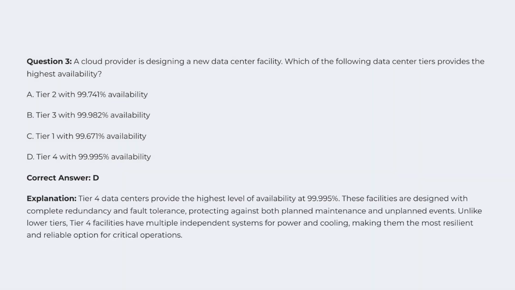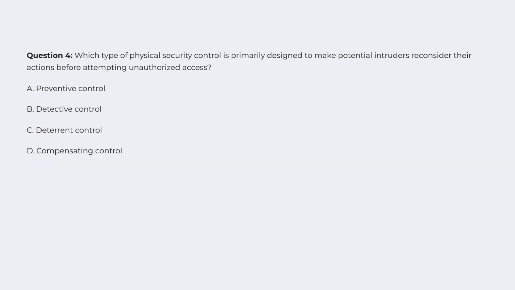Correct answer, D. Explanation. Tier 4 data centers provide the highest level of availability at 99.995%. These facilities are designed with complete redundancy and fault tolerance, protecting against both planned maintenance and unplanned events. Unlike lower tiers, Tier 4 facilities have multiple independent systems for power and cooling, making them the most resilient and reliable option for critical operations.